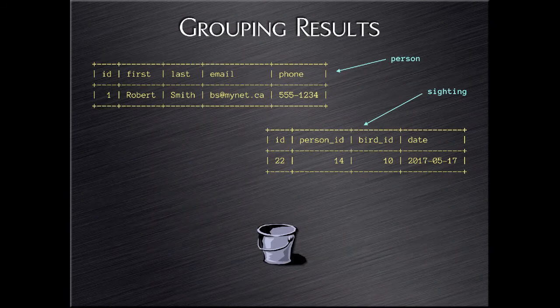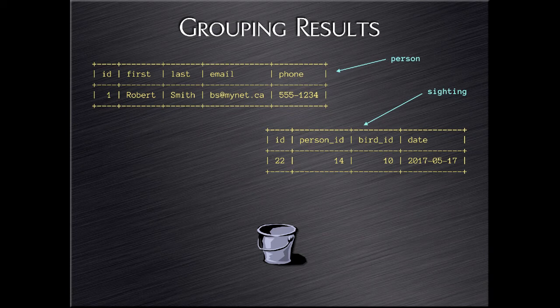Well, how did I get buckets to begin with? Well, let's take a look. Here is one random row from the person table, just equals Robert Smith. And then here's one random row from the citing table. So you can see the columns here that are familiar to us from all of our work with Bird Club.